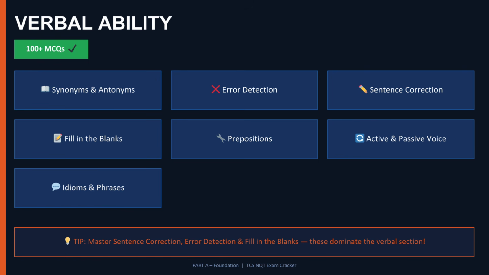Also, read one English article a day. Seriously, even 10 minutes of reading improves your grammar instinct and vocabulary naturally. You will start feeling when a sentence is wrong, and that is a superpower in this section.